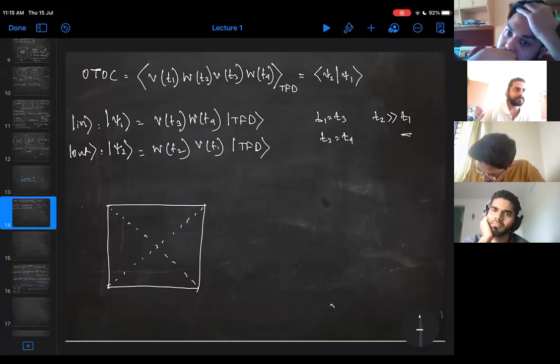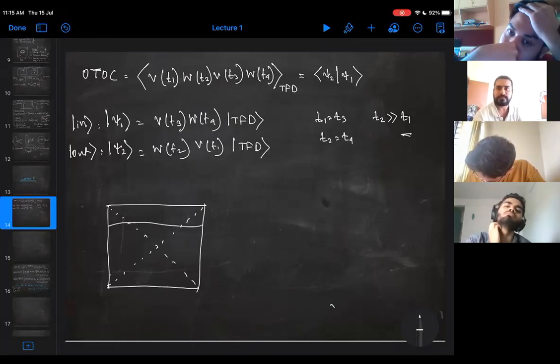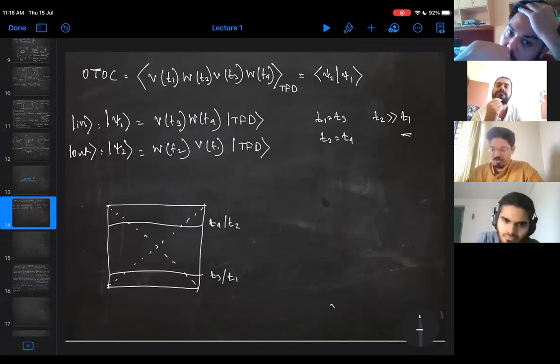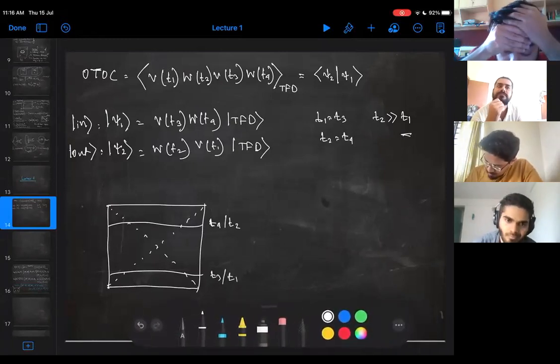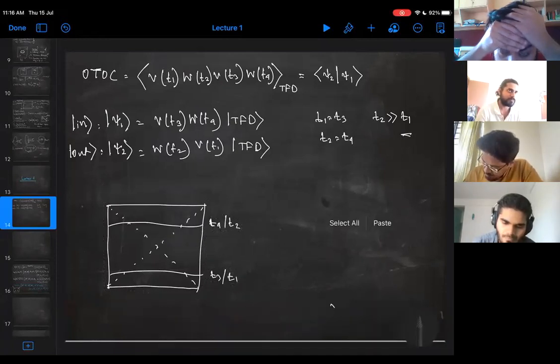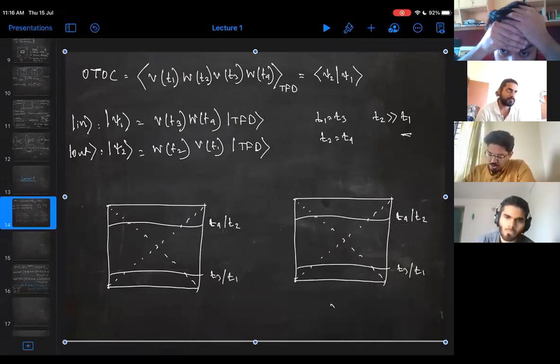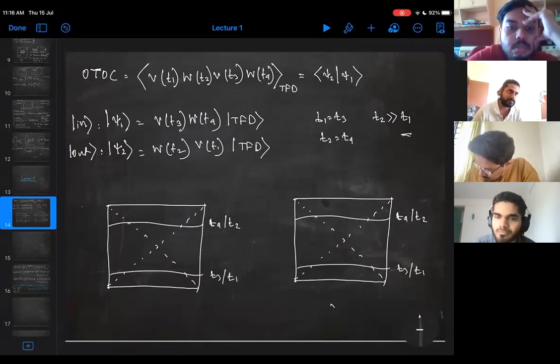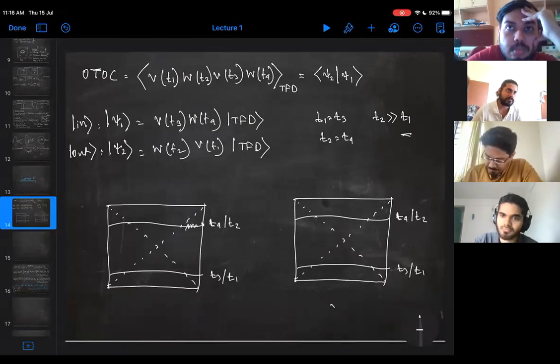So in the bulk, essentially you have two slices. Say this upper one is t4 or t2, the lower one is t3 plus t2. Now for the in-state, we can see first there's a W operator. So the W operator acts somewhere here. You can realize this quanta anywhere on this slice, whereas the V quanta acts at an early time.